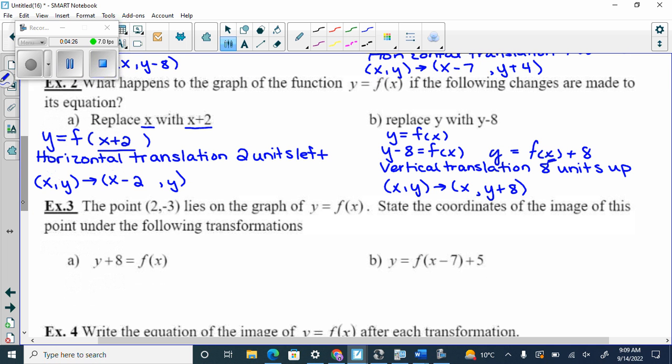Okay, this one here, they give you a point. The point is (2, negative 3), a coordinate. And it lies on the graph of y equals f of x. So it lies on the original graph that has not been changed. We agree? State the coordinates of the image of the point under the following... wait a second, it's moving a point. What should I immediately do? Move a point, use mapping. Move a point, use mapping. Move a whole bunch of points, use mapping.